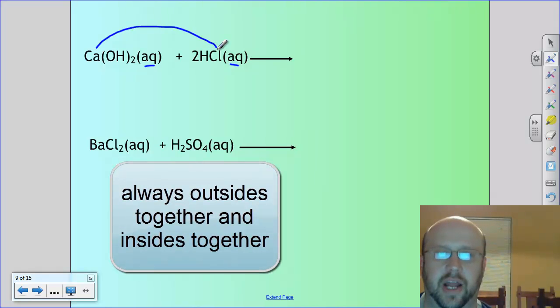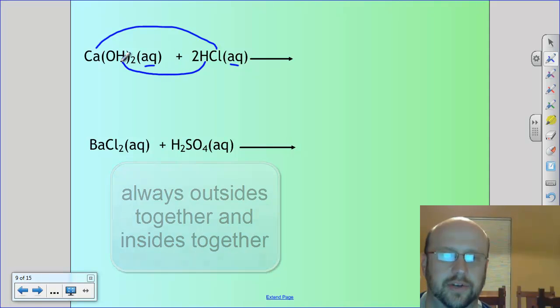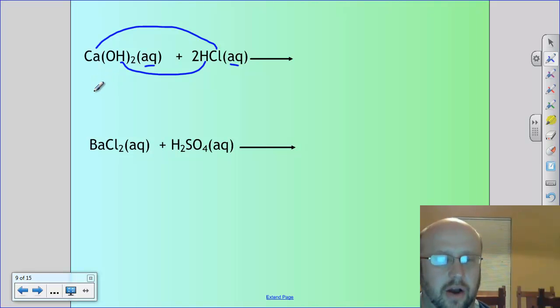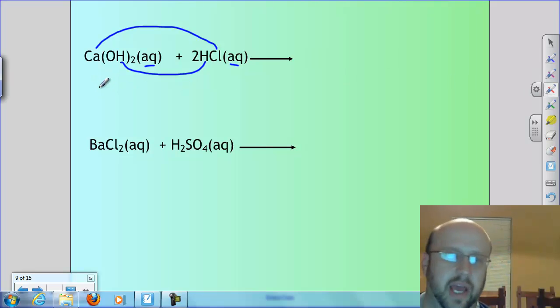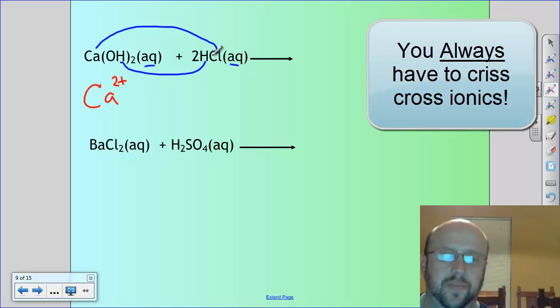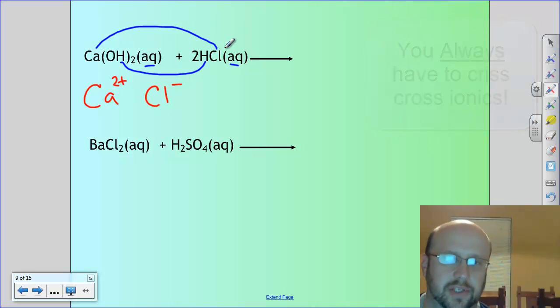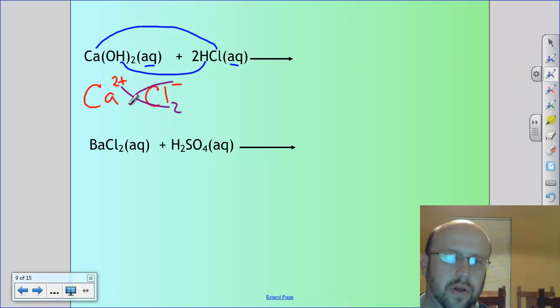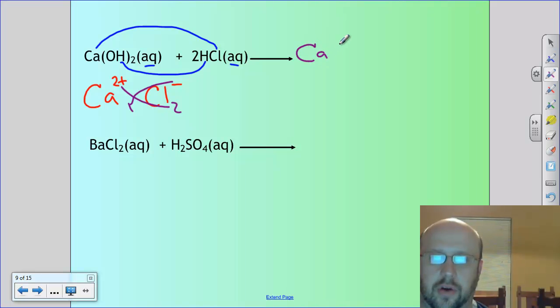So here's what we've got. Outside, calcium is going to join with chlorine, and hydrogen is going to join with hydroxide. Okay, and remember, these are going to be ionic compounds, so anytime we do an ionic compound, we have to crisscross stuff. So I've got calcium that has a 2+ charge, and I'm going to pair that with chlorine that has a negative charge, okay, outside. So we crisscross that, we get a 2 and a 1, and so my first product is calcium chloride, okay?